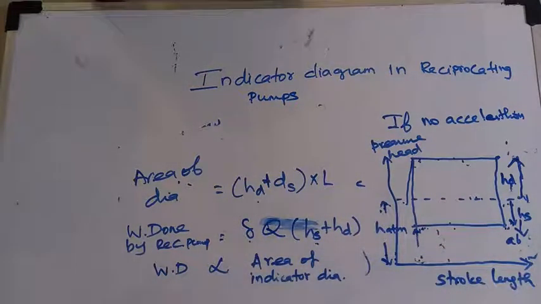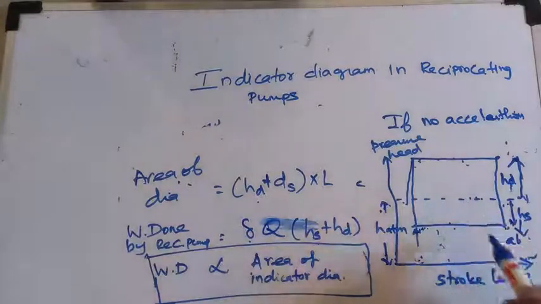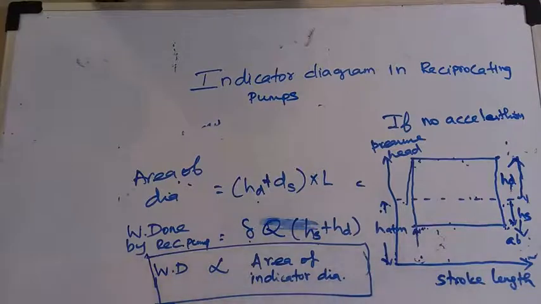Okay, so by this what we can conclude is area of indicator diagram will be directly proportional to the work done. So this indicator diagram gives one proper idea about variation in pressure, I mean variation in head with respect to stroke length movement. Okay, now let's see the variation of this indicator diagram with variable acceleration.